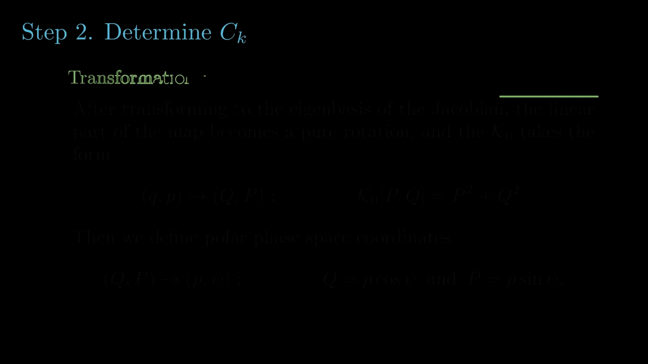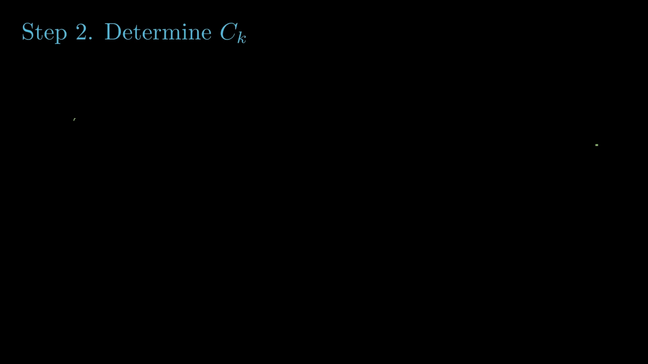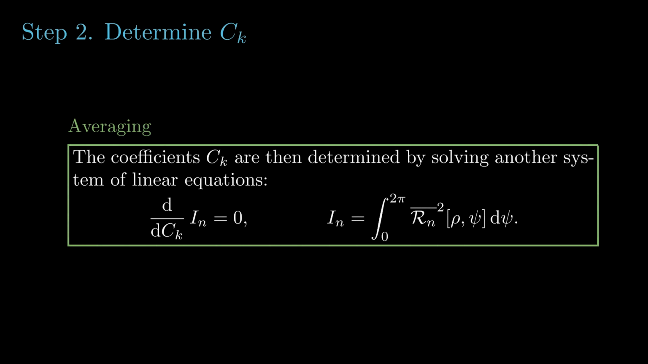The remaining coefficients c_k are obtained through an averaging procedure that minimizes the residual error. After transforming the map to the eigenbasis of its Jacobian, the linear part becomes a pure rotation. The level sets of the zeroth order invariant are then circles, suggesting a natural transition to polar coordinates in phase space. Since the residual is a periodic function of the polar angle, its average over initial phases vanishes. However, to optimize the approximation, we instead minimize the integral of its square. This leads to a new linear system whose solution yields the coefficients c_k.